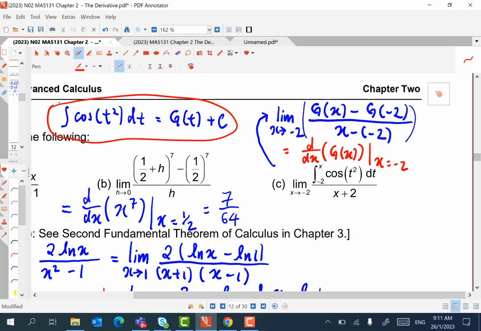Let's hear from Rayson. What do you think is the differentiation of g of x? You're right. It's cos again, cos x squared, right? And therefore, nice. It looks hard, but actually we can define g.